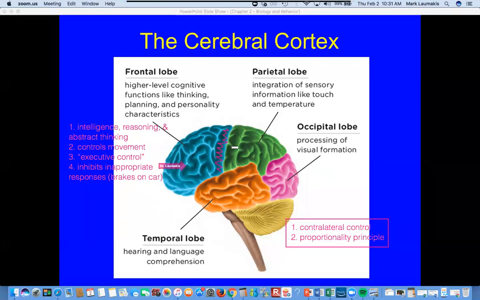Tourette's could be connected with frontal lobe function. It could be related to other things as well. I'm not going to get into other details of that.